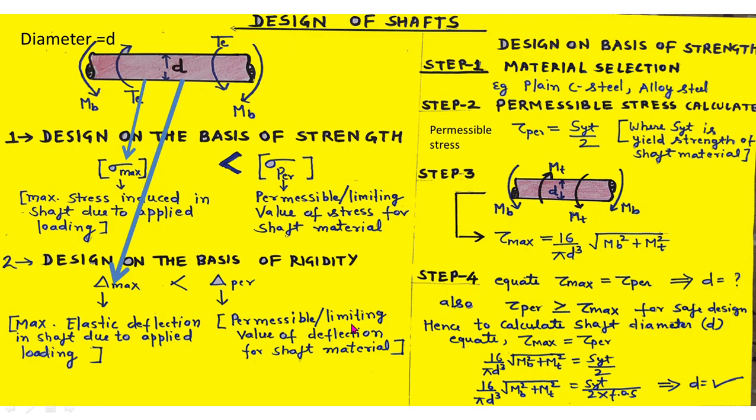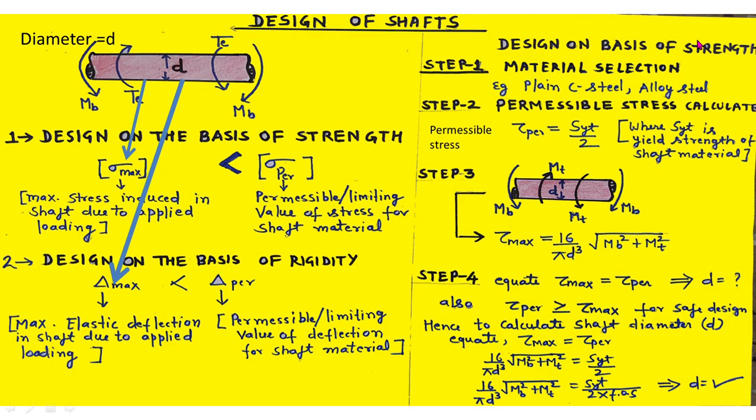So the deformation must be smaller than the permissible value of deformation or limiting value of the deformation for the shaft material. Then we can say that the shaft is designed on the basis of rigidity. Now in this video we will discuss the design on the basis of the strength, and in the next video we will see the design on the basis of rigidity.